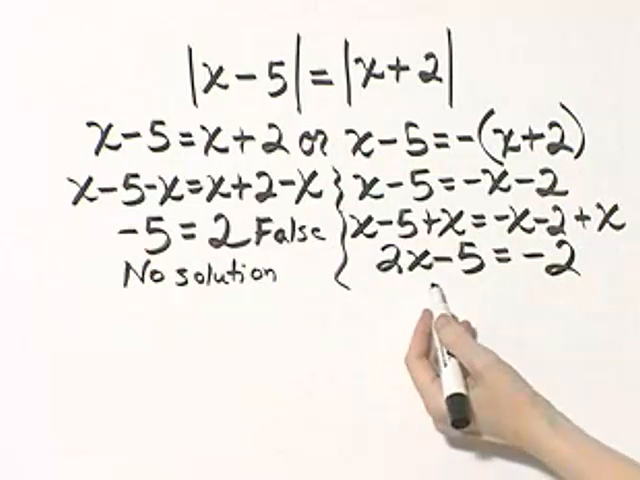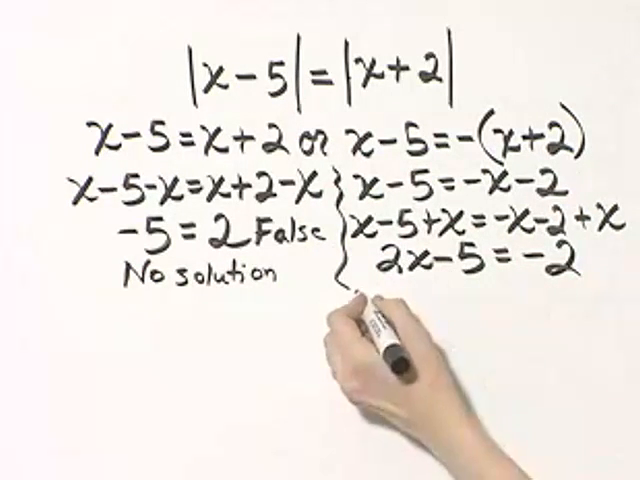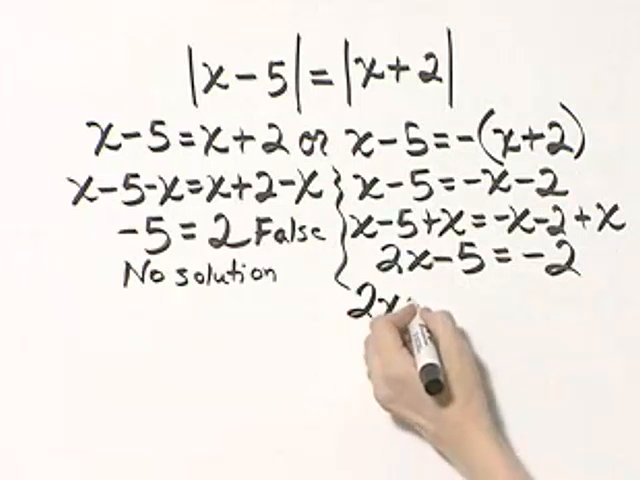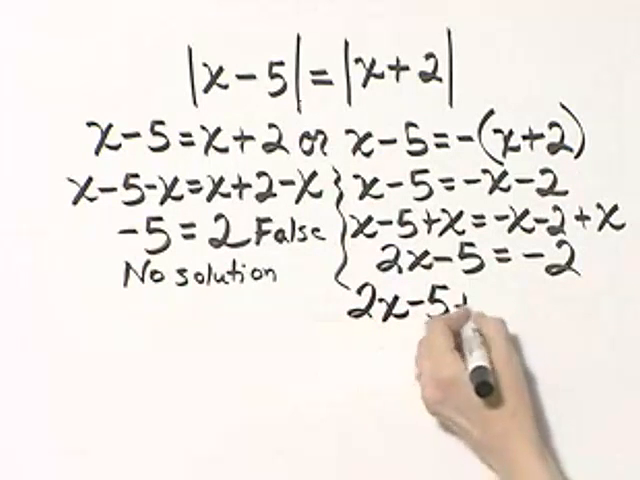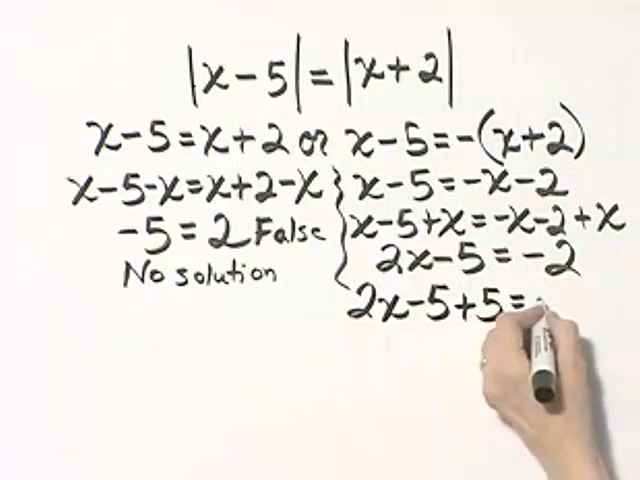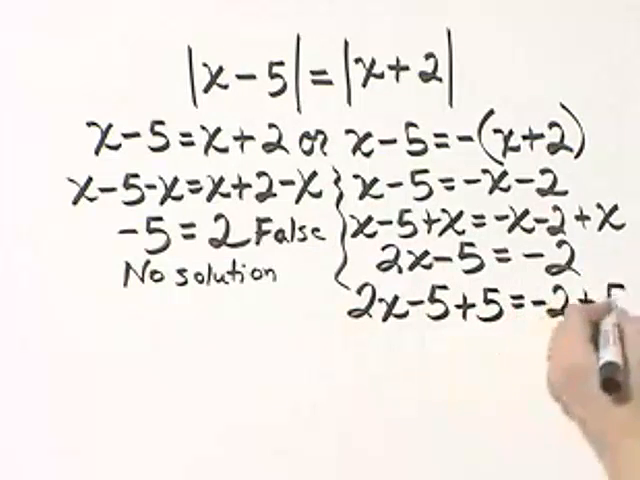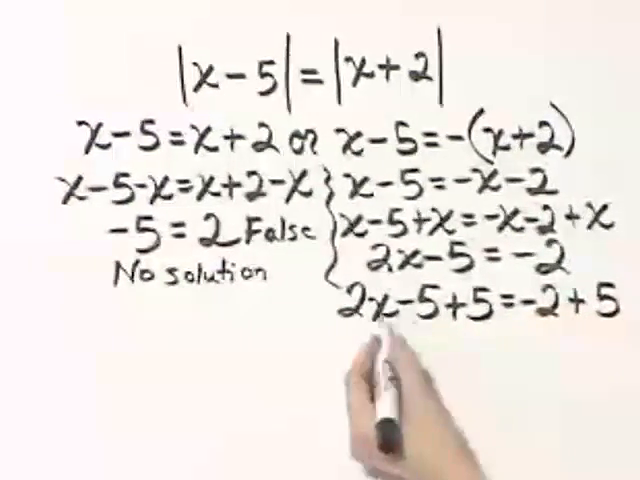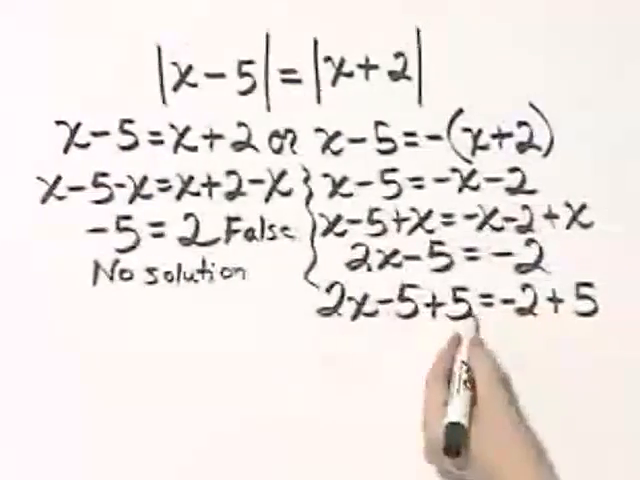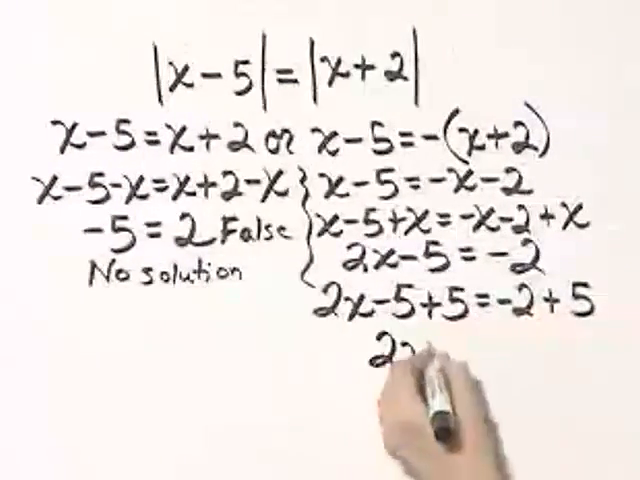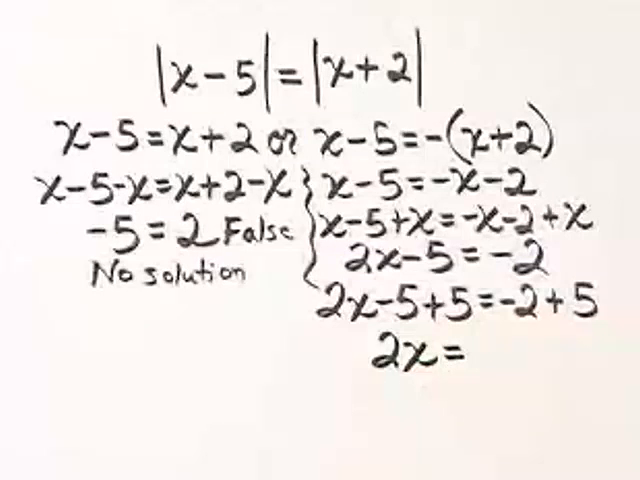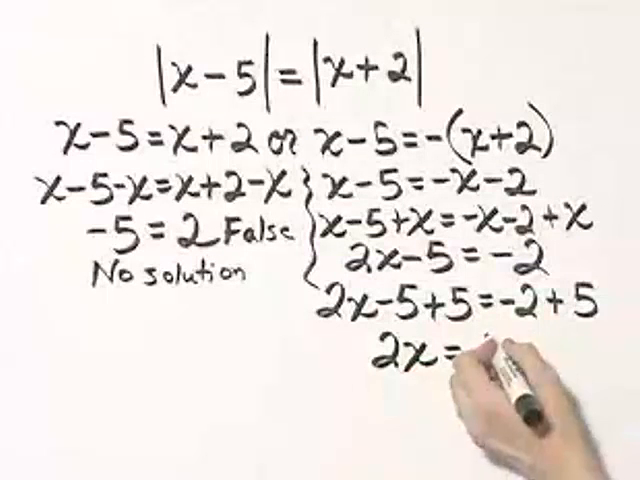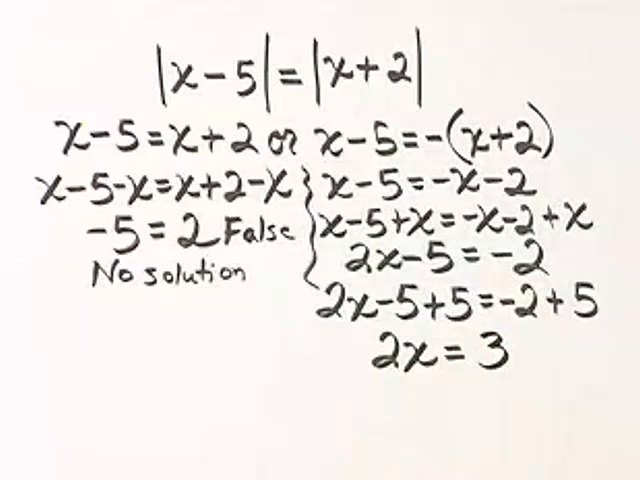Now let's finish solving. I'll add 5 to both sides. So here's the left side, and I will add 5. Here's the right side, and I will add 5. 2x minus 5 plus 5, these subtract out, and I have simply 2x is equal to negative 2 plus 5, and that is 3. How do I finish solving this equation for x?